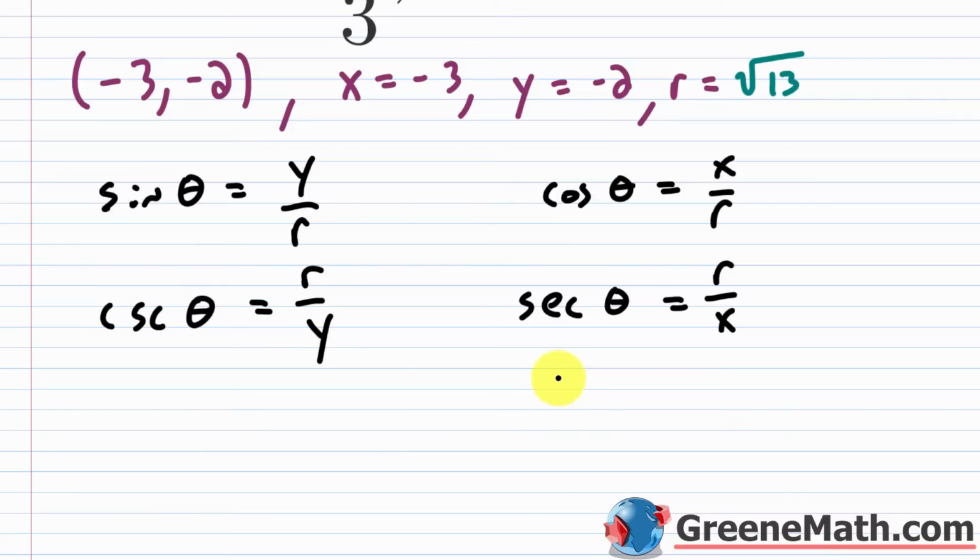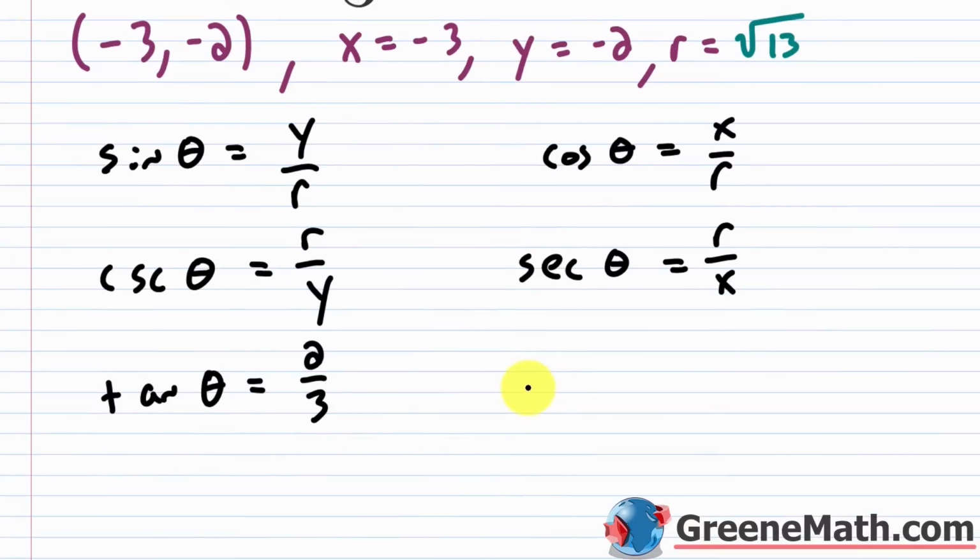And then we already know what tangent is. The tangent of theta is given to us as 2/3. Your reciprocal for tangent is cotangent. So the cotangent of theta, I'm just going to flip this, so it's going to be 3/2. So really, we just need to plug in and figure out these guys. Or you could just plug in and figure out this one, and then flip them to get these two. Okay, so it's pretty simple.